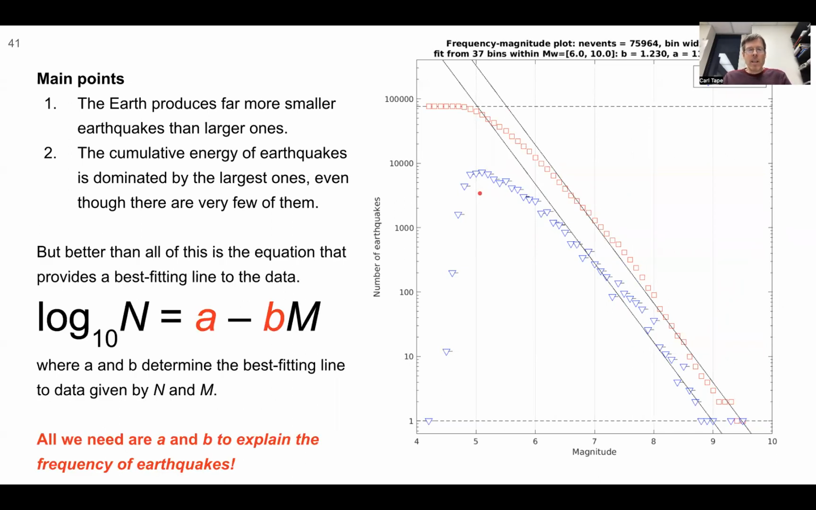But better than all of this is the equation that provides us with this best fitting line, which is that log base 10 of the number of earthquakes can be expressed in terms of an intercept value and a slope term, the B value, that determines the occurrence of the number of small earthquakes relative to large earthquakes. So all we really need are A and B, these two numbers, to explain and characterize the frequency of earthquakes on the planet Earth or in a given region, wherever you are. This seems to be a universal empirical relation, a property of earthquake occurrence.